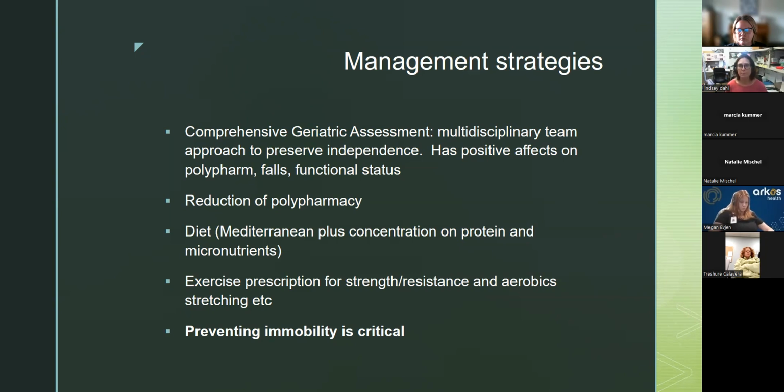Getting rid of polypharmacy. Polypharmacy in our older adult population is huge. Polypharmacy is 6 drugs or more is the definition. And most of our older adults with multiple medical problems have upwards of 15, 20 meds on board, right? So if we can reduce that, often we can improve upon frailty.